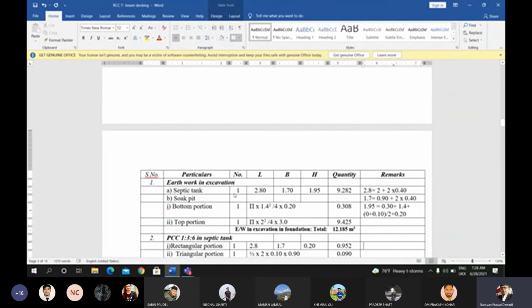Now earthwork in excavation. A, for the septic tank, there is one septic tank. The length of the trench is 2.8 meters, and the breadth of the trench is 1.7 meters. That is explained here.